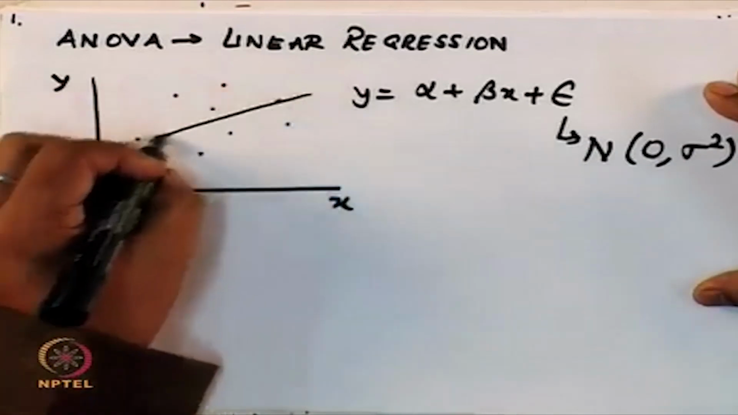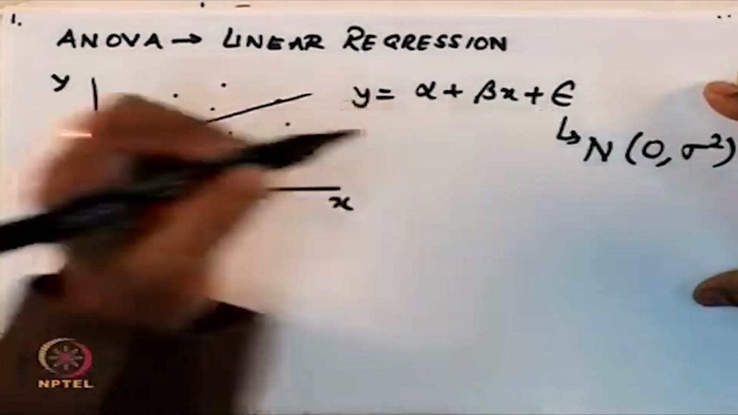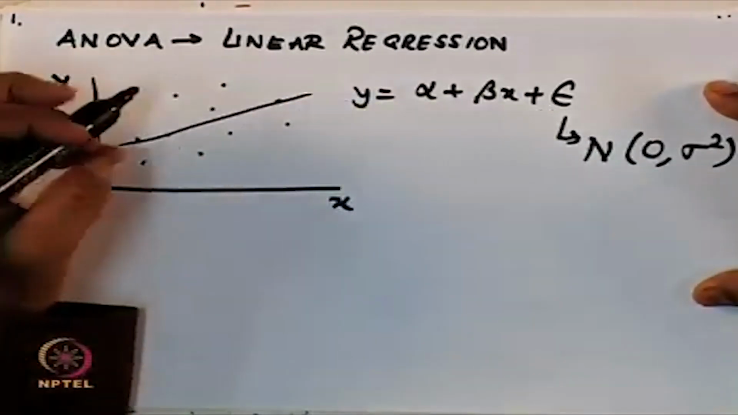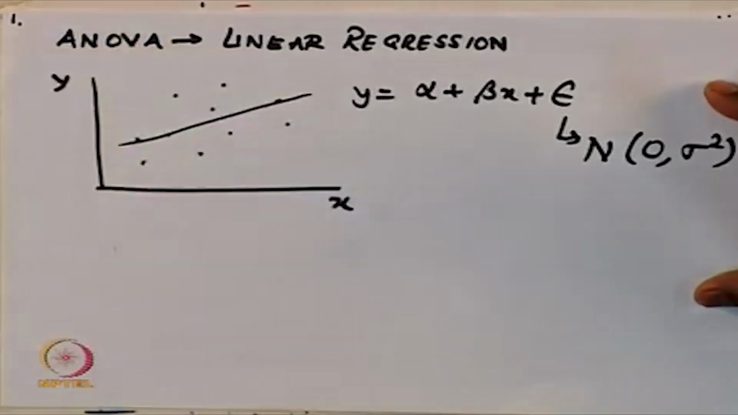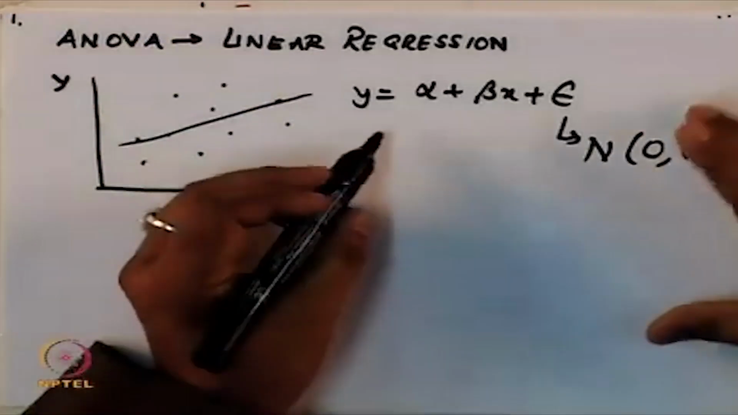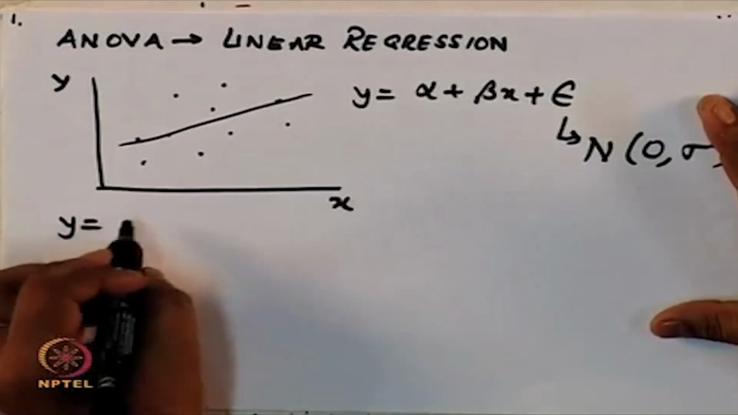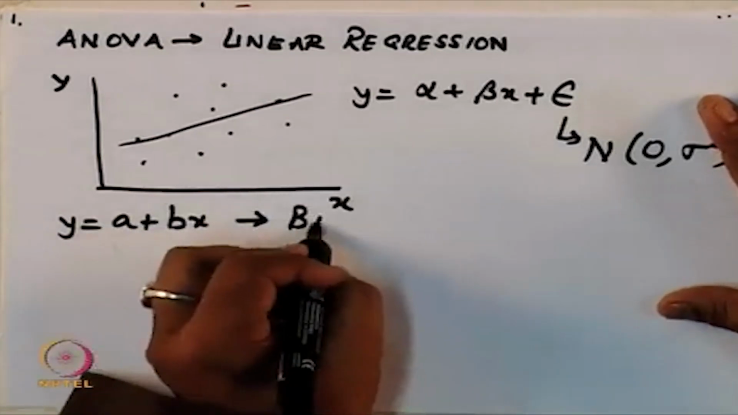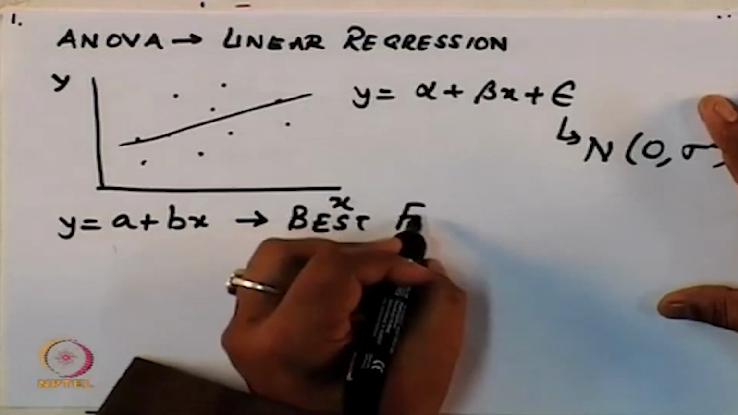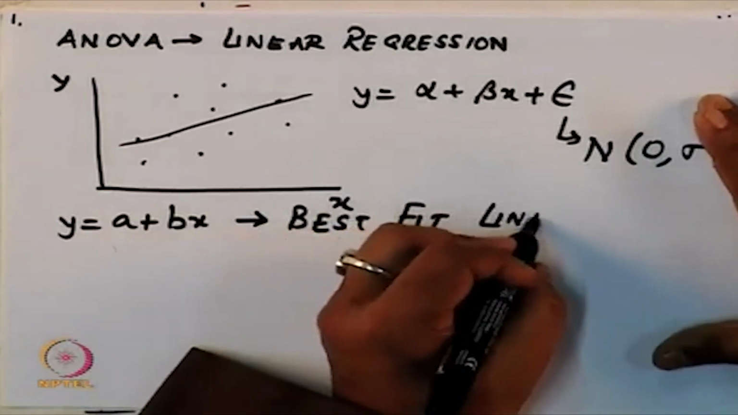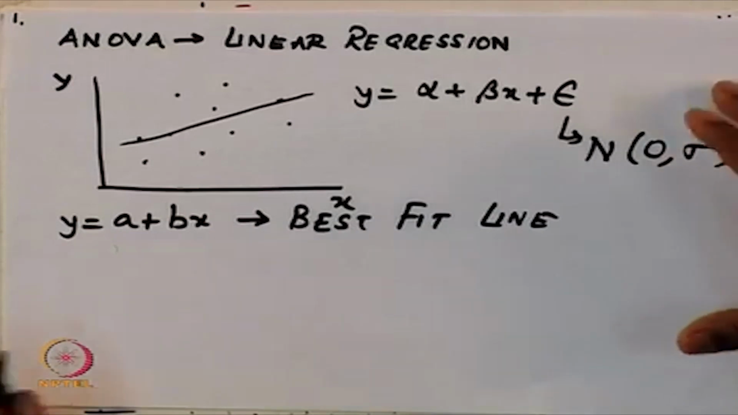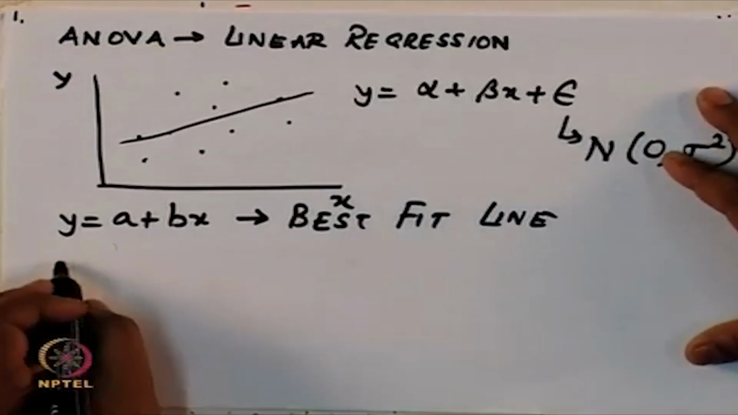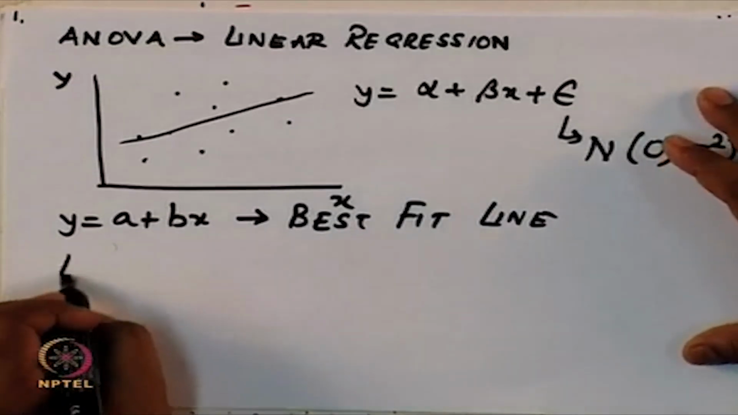So, it is as if on a line you have added a random error term at each point, thereby generating this scatter. So, we want to generate a line y is equal to a plus b x, which is called the best fit line. And the approach is using the method of least squares.